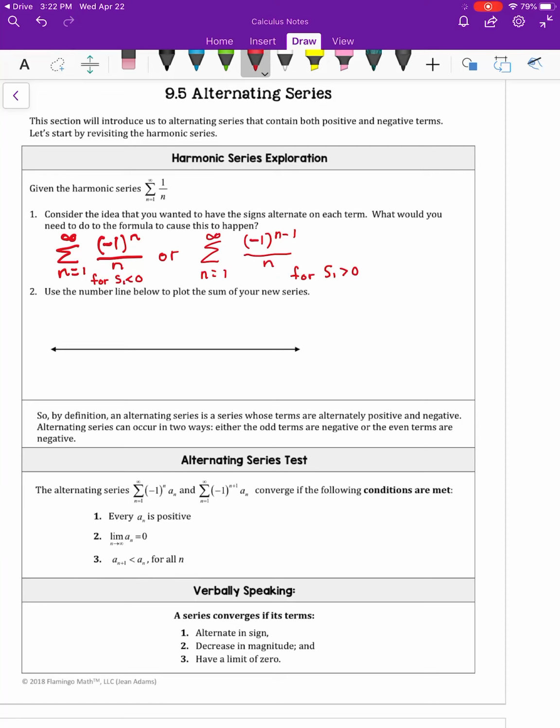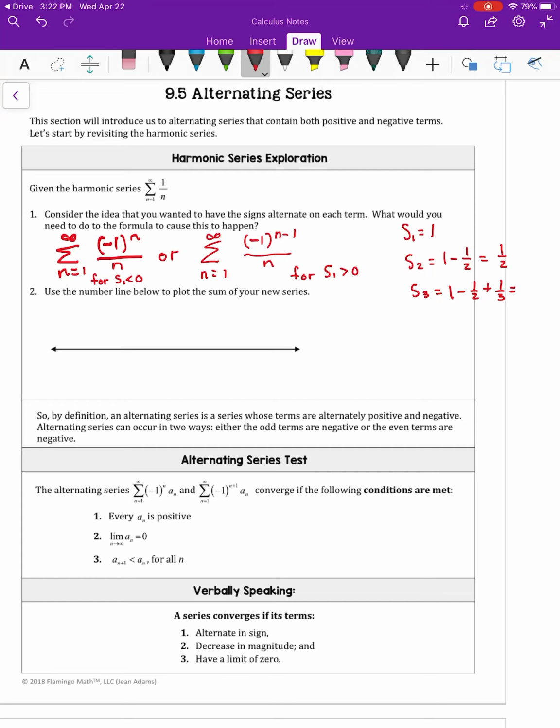This first one would be for the first term to be less than 0, and the second one would be for the first term to be greater than 0. Depending on what you wanted your first term to be, you would use one of those to create that series. Well, it's not the harmonic series, it's the alternating harmonic series. And for that second one, your S sub 1 would be 1.